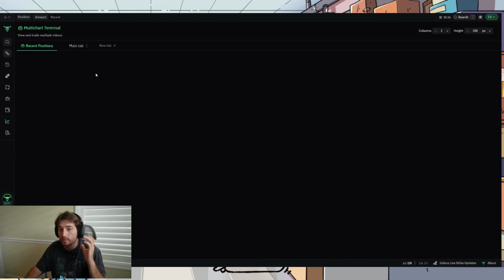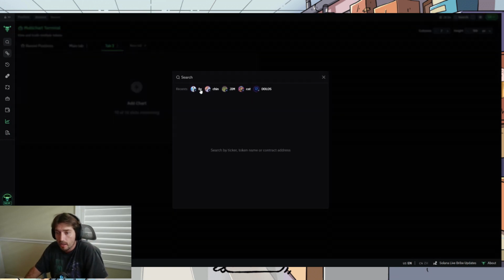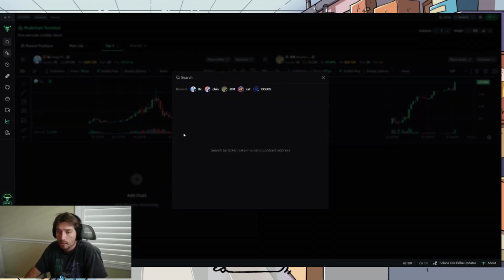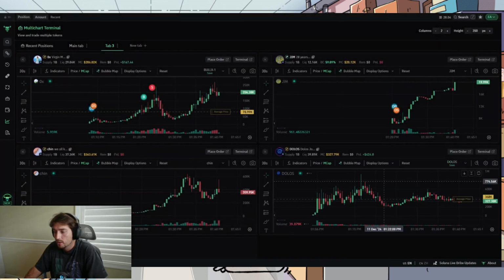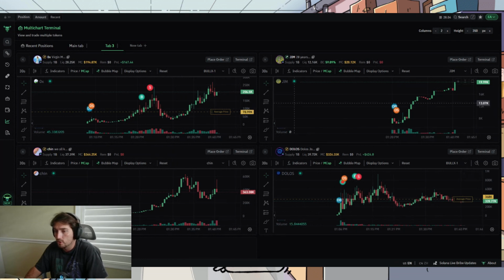The other thing that I like here is multi-chart. So if I want to add charts here, I can also add all these charts that I was trading earlier and very quickly look at a ton of active positions that I may have. So very easily identify stuff. So you can even see trades that I've been in.